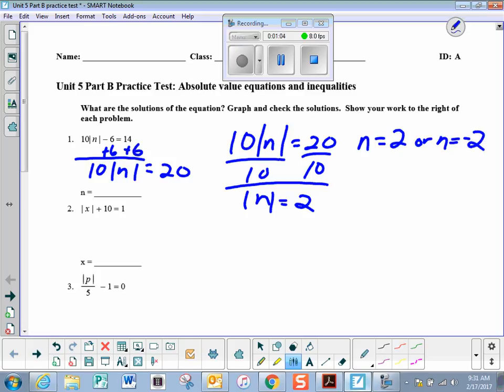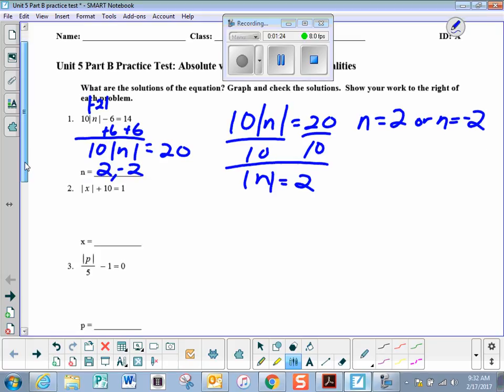Because if we go back and check it and plug it in, if I have a negative 2 in here, absolute value of negative 2 is 2, times 10 is 20, minus 6 is 14. If I plug a 2 into there, it also works. So we will almost always have two answers when it's an absolute value equation.